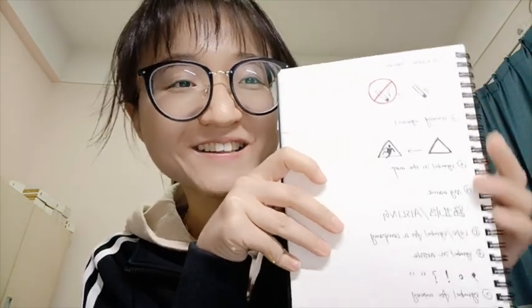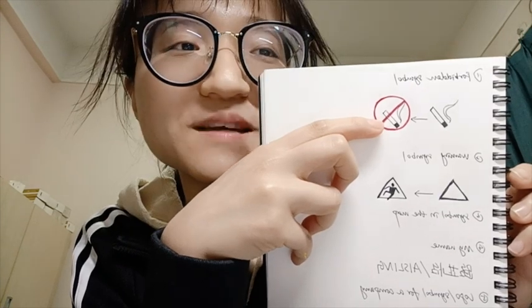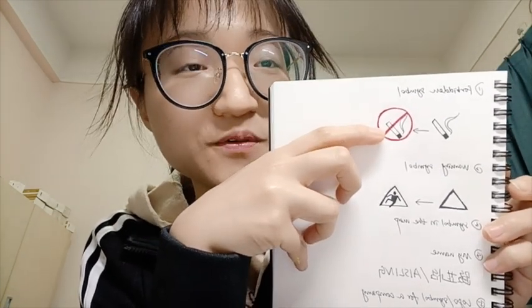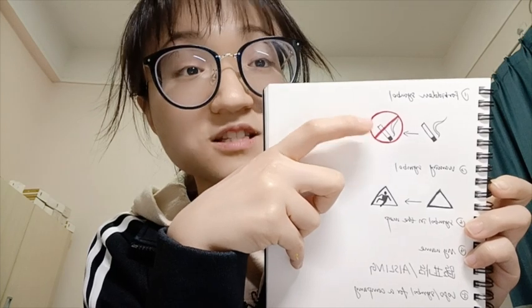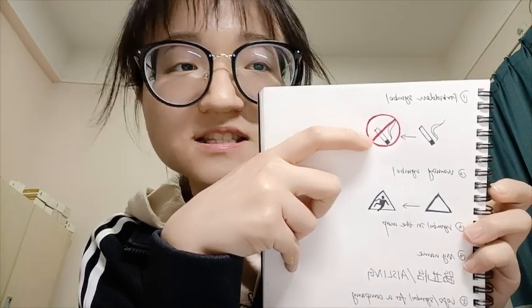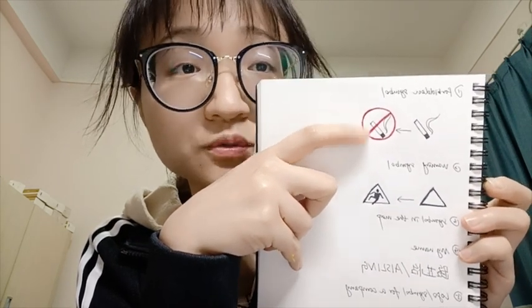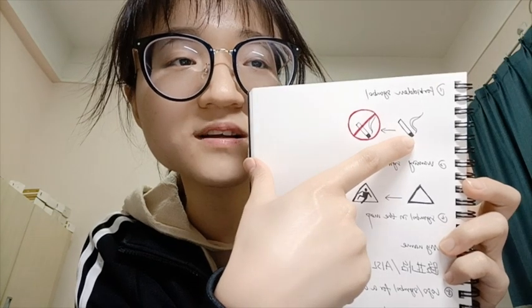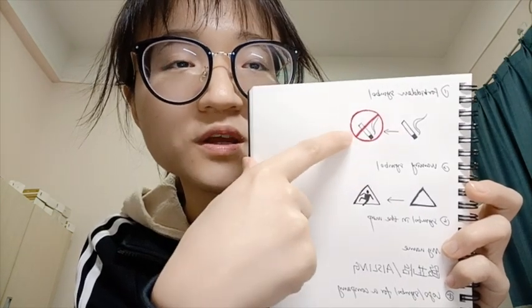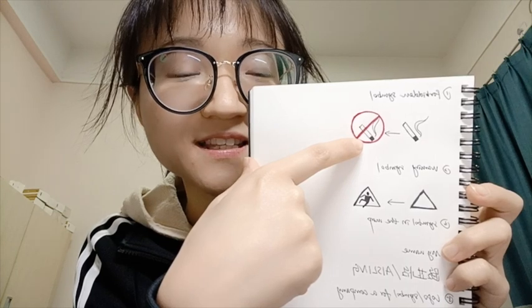And I draw the picture for you to better understand. And first, you can see the forbidden symbol, and it is made up of the red circle and the slash. And I think the circle maybe represents the specific area, and the slash represents do not do these things. And here I draw the example. You can find the smoking symbol, and when we use the forbidden symbol, it represents do not smoke in this area.